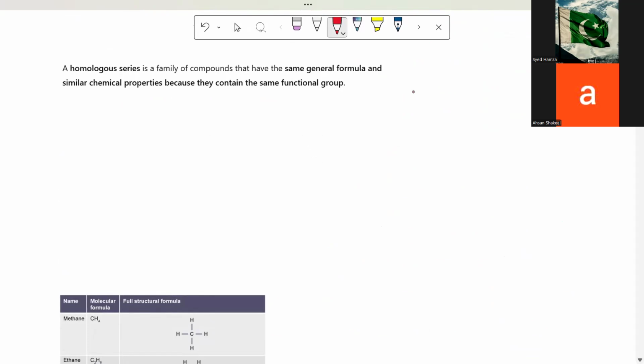Okay, so if I were to write the word homologous, homo means same, and logos basically represents something you can call a pattern or a sequence or a series. Which really means that homologous means same series, same pattern, same sequence. If I look at the definition, a homologous series is a family of compounds that have the same general formula, and we'll get to what the general formula actually is, and similar chemical properties. This is also because they contain the same functional group.